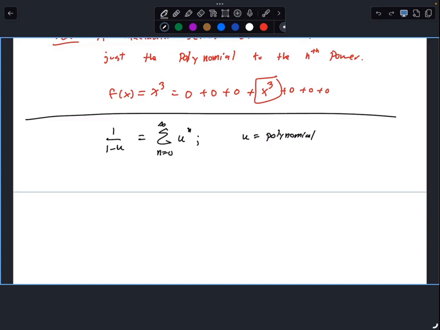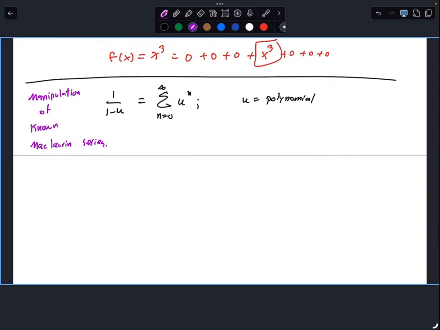Manipulating known Maclaurin series. Sorry about that. Missed that little headline.